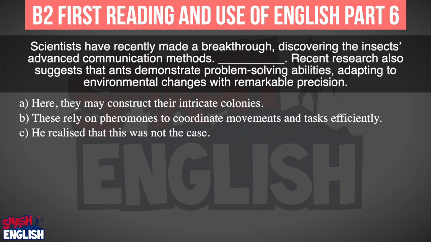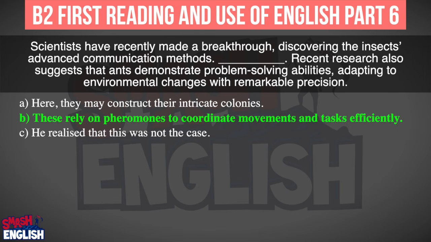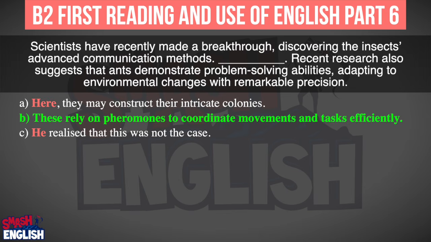The answer was B. The answer could not have been C. This is because C contains "he", and there is no singular man for "he" to refer back to. The answer could not have been A, as we have no idea what "here" could refer back to. The answer must be B, as "these" refers back to communication methods.